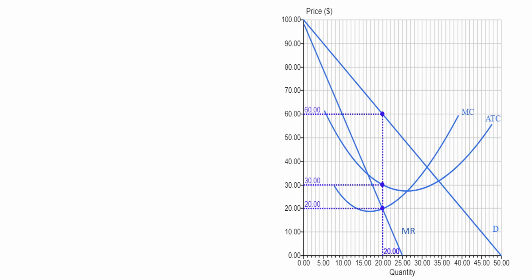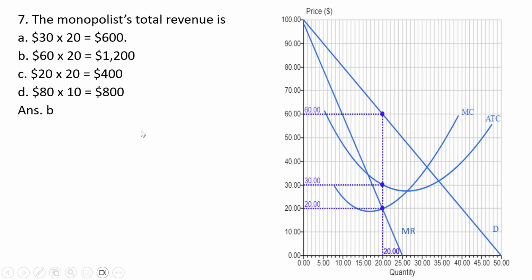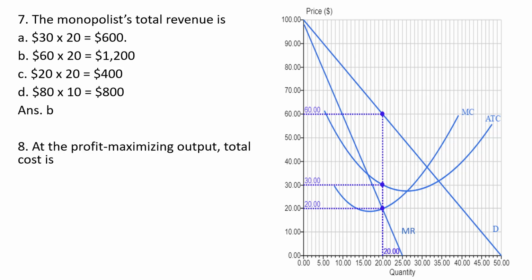Question 7, the same diagram, but from this diagram, let's get the monopolist's total revenue. As I mentioned earlier, total revenue is price times quantity. We know the price is 60. We know the quantity here that maximizes profit is 20. So we're looking for an answer of 60 times 20, or $1,200. That will be the monopolist's total revenue. Answer B.